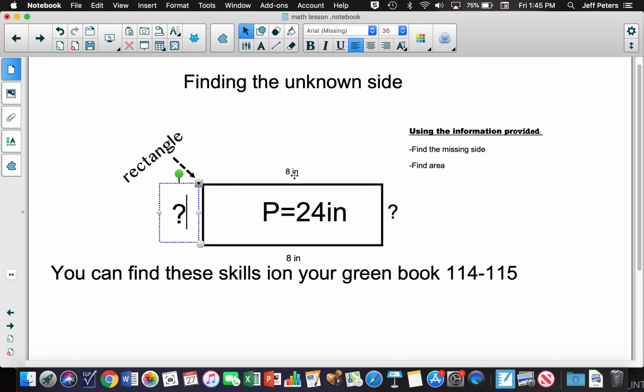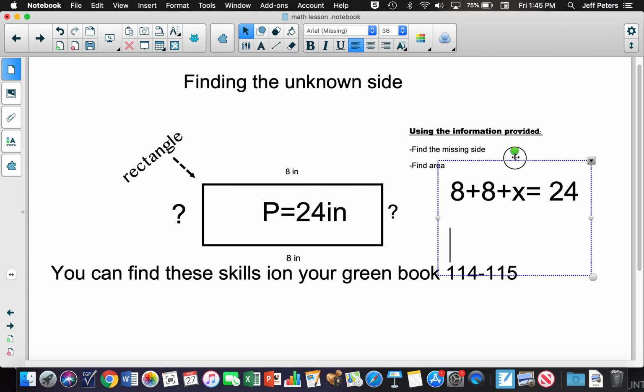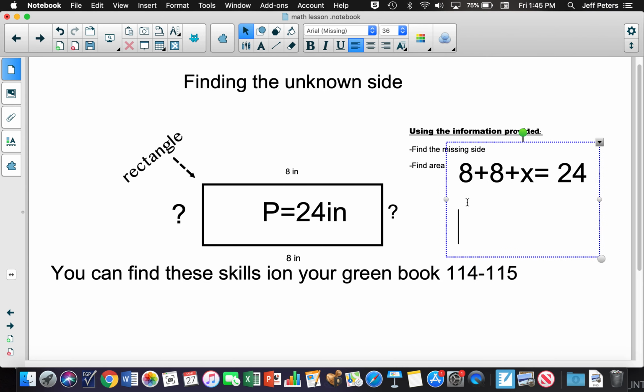So we know that these two sides are 16 altogether. We know that the entire length of all the sides, the perimeter, equals 24 inches. So I know that I have 8 plus 8 plus something equals 24. So for those of us that can do our math well, we know that the missing number there is 8. So that means x would equal 8. But that's how much is left over.